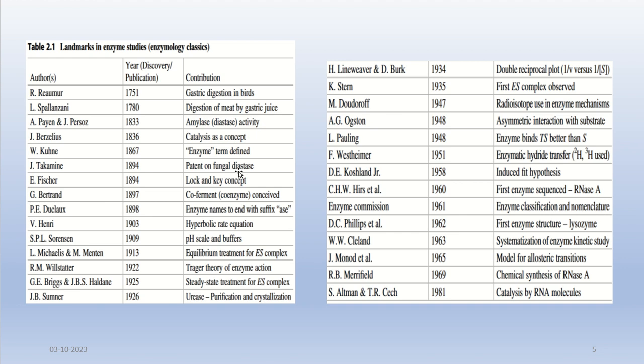So in 1963, Cleland's systematization of enzyme kinetic studies was done. Then came models of allosteric transitions given by Jacob and Monod and their co-workers. Then, on the same enzyme, RNase A was chemically synthesized by Hirschmann and his co-workers, and by R.B. Merrifield. Then Altman and Cech showed catalysis by RNA molecules.